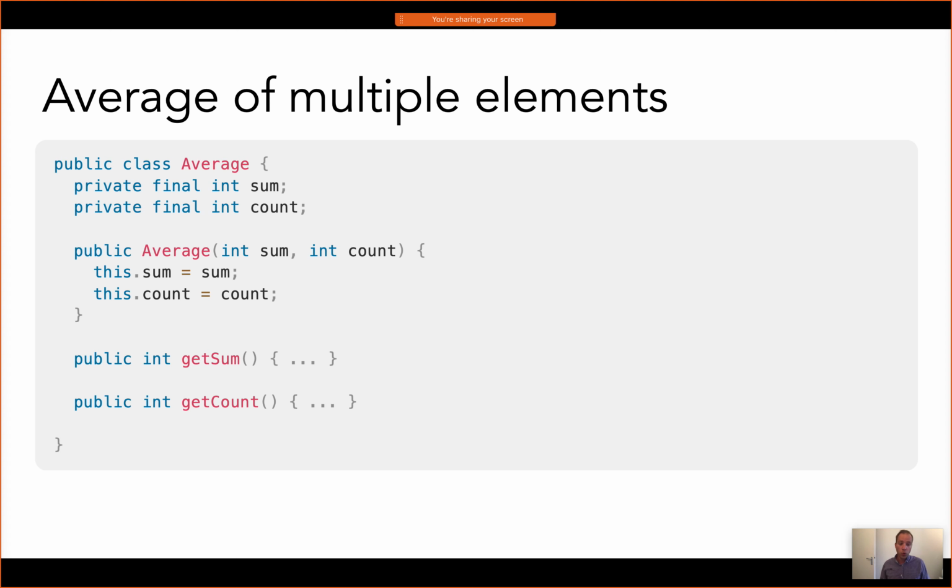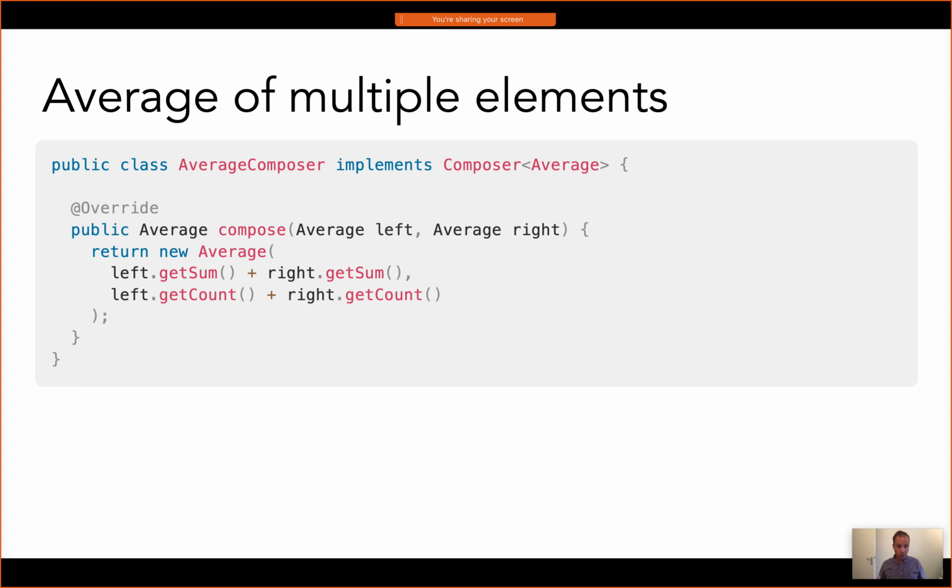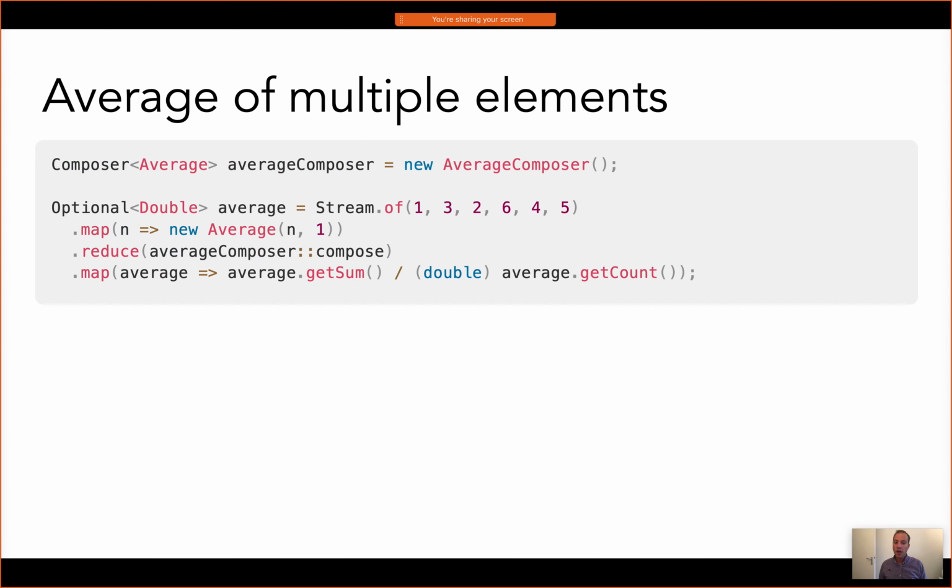But what is cool is that this average is composable. I can write a composer for averages. If I want to compose two averages, I just add the two sums, and I add the two counts, and wrap the whole thing up into an average, and that will hold the right sum and the right count for both averages.